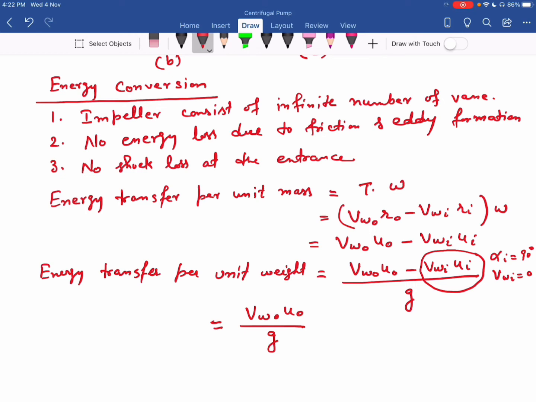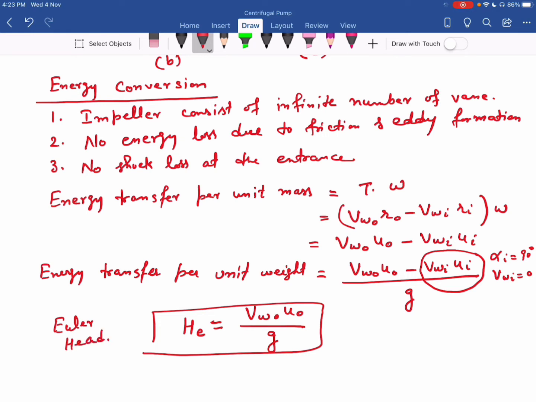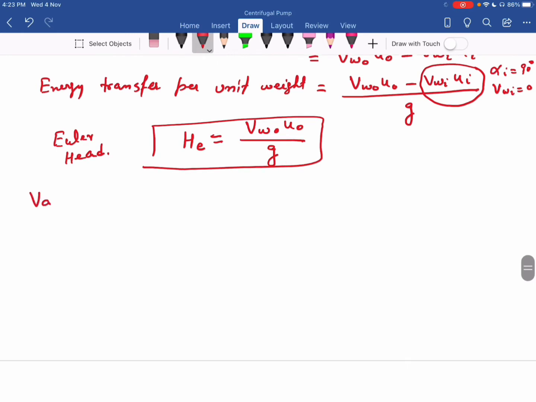Now this energy transfer per unit weight is another type of head, and I call it Euler head. So my Euler head is equal to VWO UO divided by g. This is my energy conversion equation for centrifugal pump. The next is the variation of Euler head with vane shape.